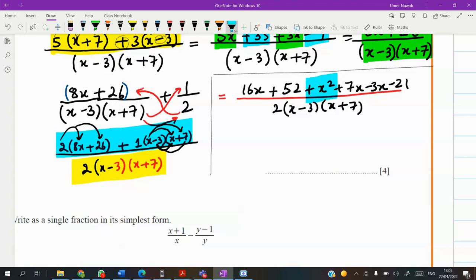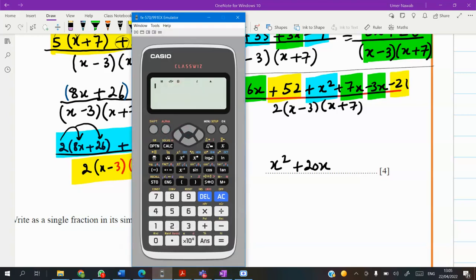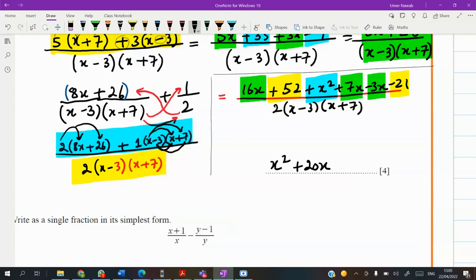We have a single x squared. In the final answer, we have x squared. How many x's do we have? 16x, 7x, and minus 3x. So guys, 7 minus 3 gives you 4, and 4 plus 16 is 20. You can also use a calculator if you want. 20x. Last one is 52 minus 21, which is 31. So we write here 31 over x minus 3 and x plus 7. That's the final answer.